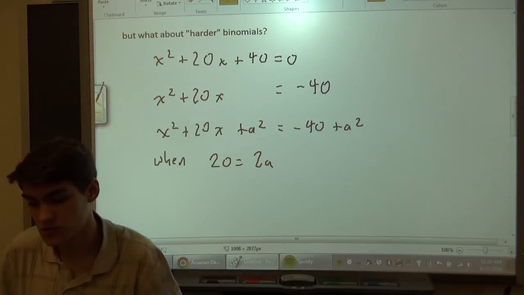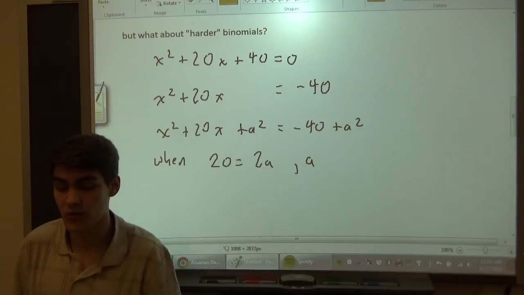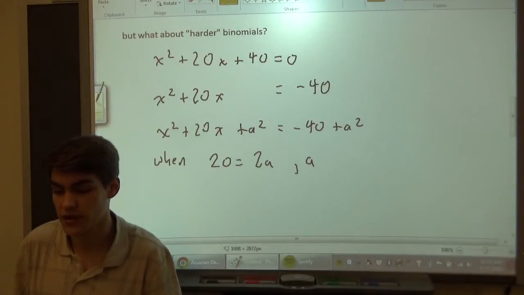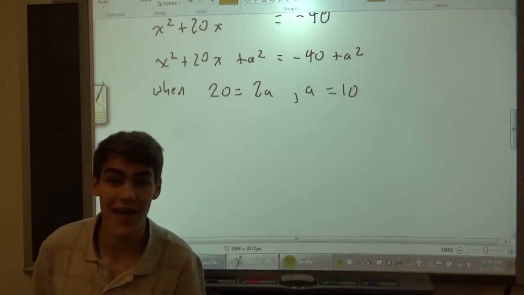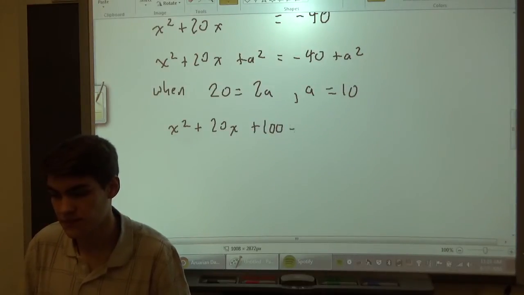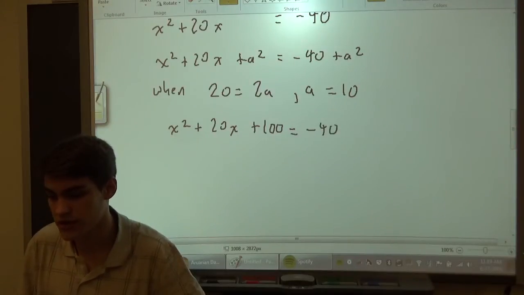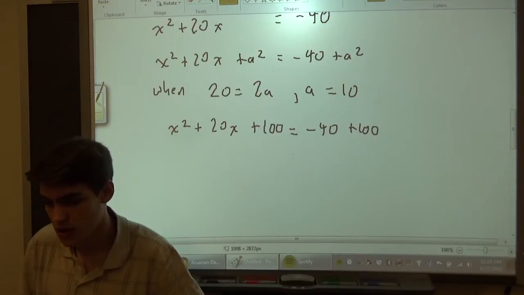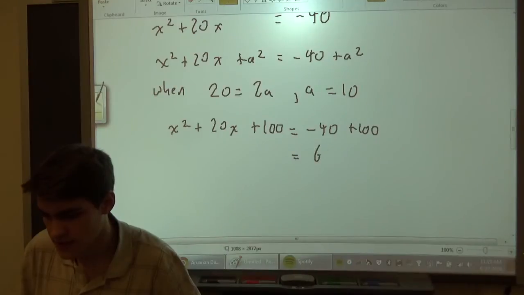And if this is true, then we know we can find a really easily, right? What's 20 divided by 2? It's 10. So now we have an a to work with, and we can plug that in. We'll leave the 20x. A squared, 10 squared, is equal to 100. So we know a squared is 100. And this side becomes 60.